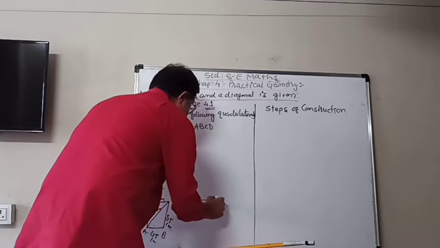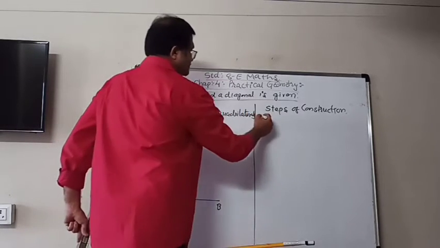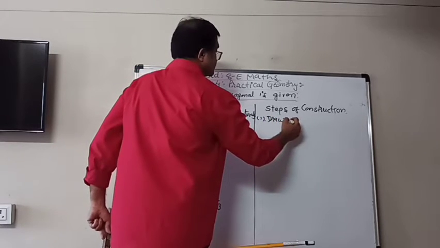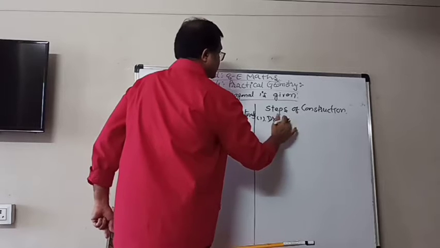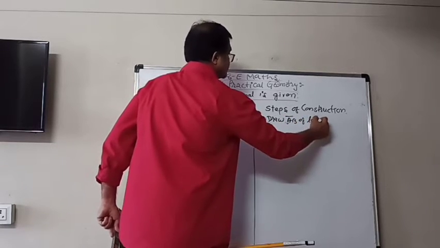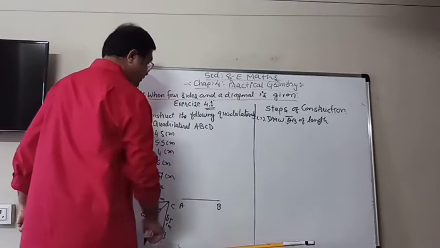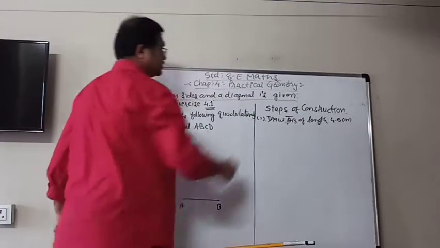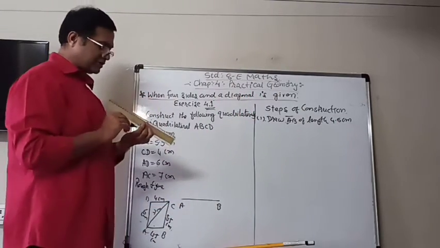And write down AB. At the same time, write down the steps. Step one: draw line segment AB of length 4.5 centimeter. You have to write down the same thing and draw also with 4.5 centimeter.